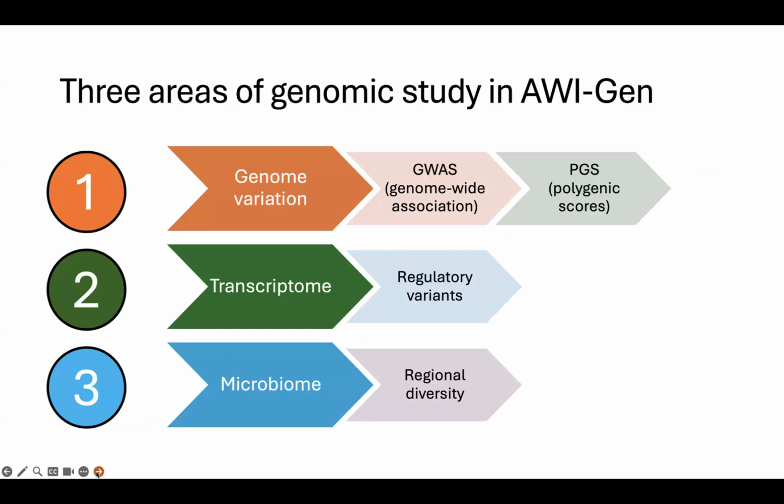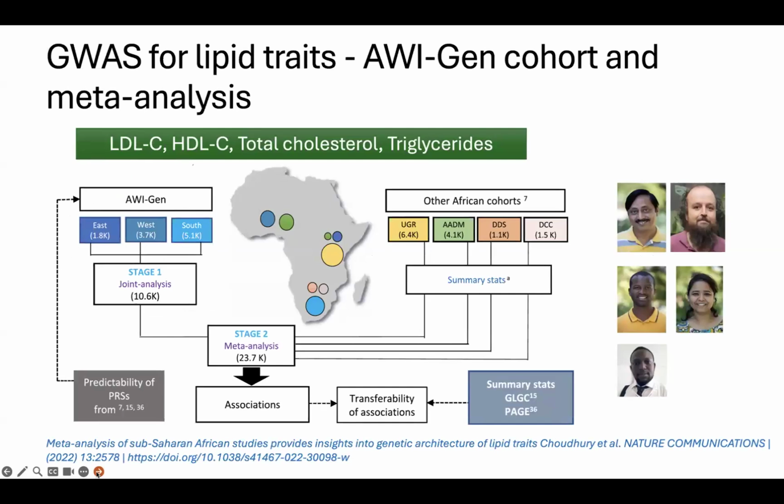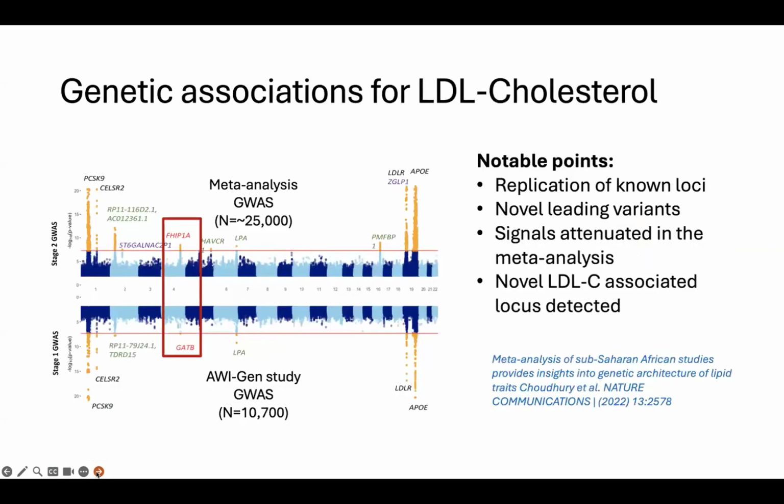Now I'd like to briefly take you through 3 projects that we've done in the AWI-Gen study. The first one is looking at genetic associations with complex diseases. I don't expect you to take all of this in, but just think that this is an army of people who actually did this work. This particular study was looking at the genetics and genetic associations with lipid traits. And we know that high cholesterol increases your chances of having a stroke and of other cardiovascular diseases.